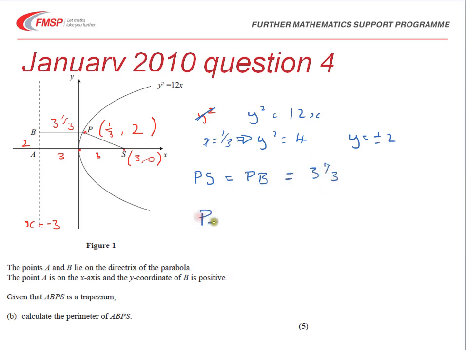So the perimeter of the trapezium ABPS is equal to: AS is 6, AB is 2, and then the other two sides are both 3 1/3. If you add all of that up, it comes to 14 2/3 units.